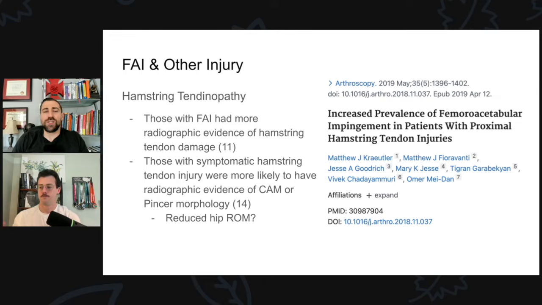This one is new, and I actually didn't know about this, and I have a couple ideas as to why this might be, but there is a correlation between FAI and hamstring tendinopathy.